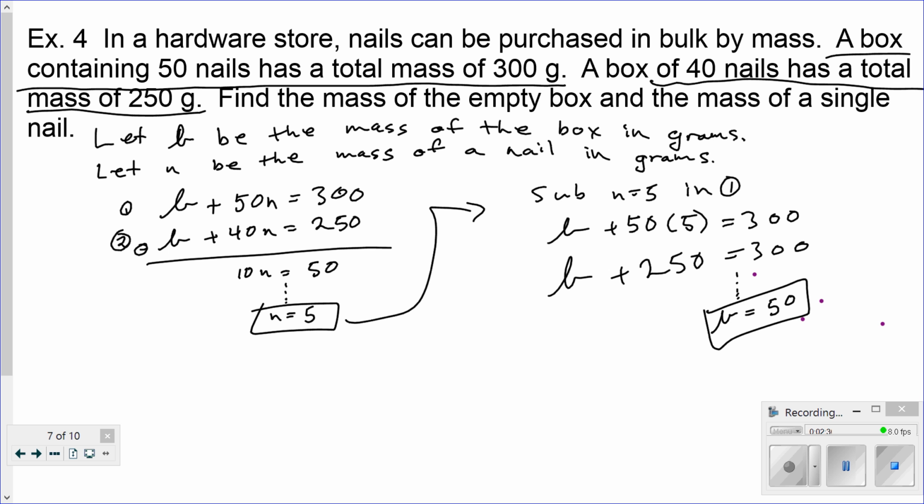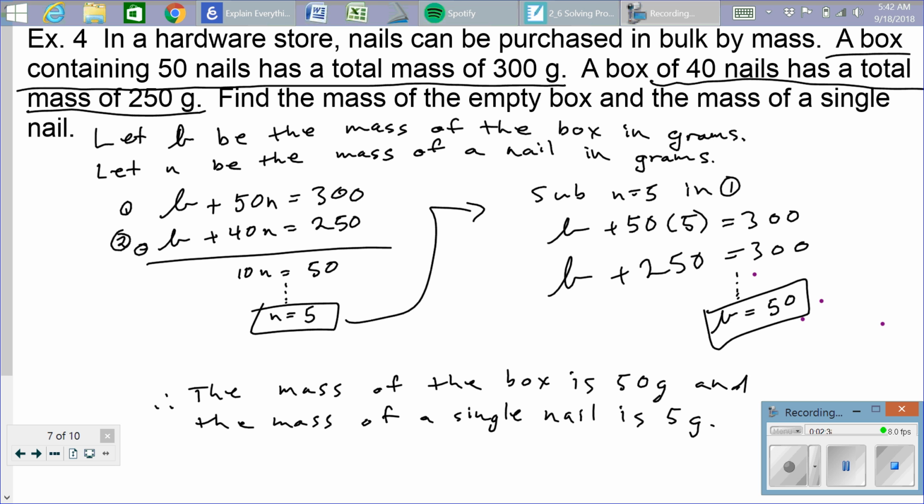So now we have to have our final statement, and we have as our final statement: the mass of a box is 50 grams and the mass of a single nail is 5 grams.